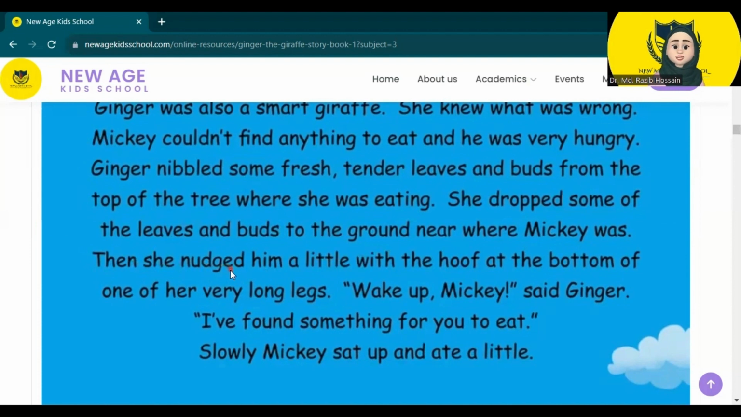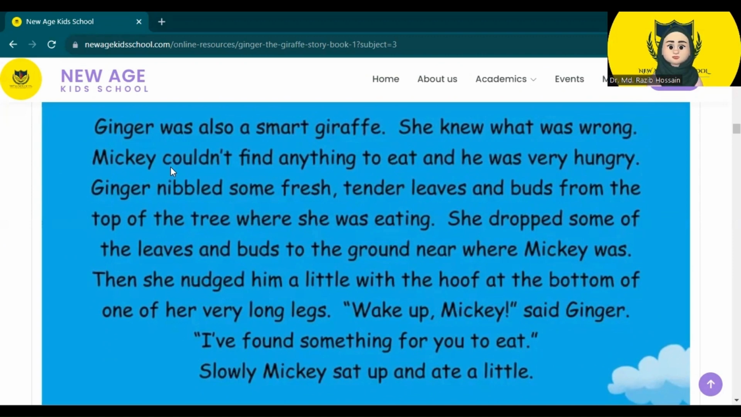Then she nudged him a little with the hoof at the bottom of one of her very long legs. "Wake up, Mickey," said Ginger. "I found something for you to eat." Slowly, Mickey sat up and ate a little.